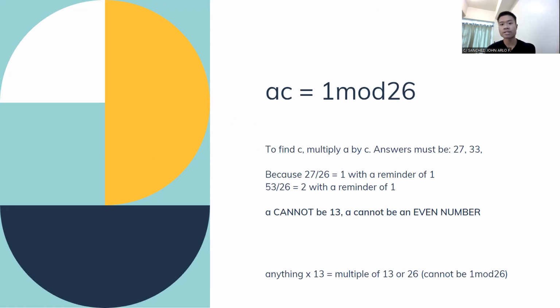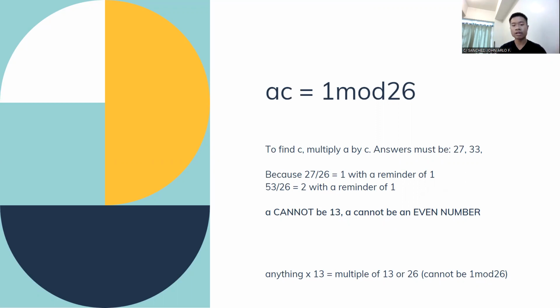A shortcut way to do this is to get 27 and then divide by A. Or you could do 53 divided by A. So what you can do is get any number that is 1 modulo 26, divide it by A, and you get C. Just another thing to note is that A cannot be 13 and A cannot be an even number. Now I want you to try getting a calculator and making A 13, and find any number C that gives 1 modulo 26.